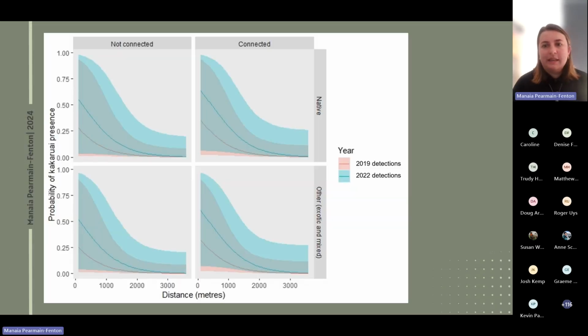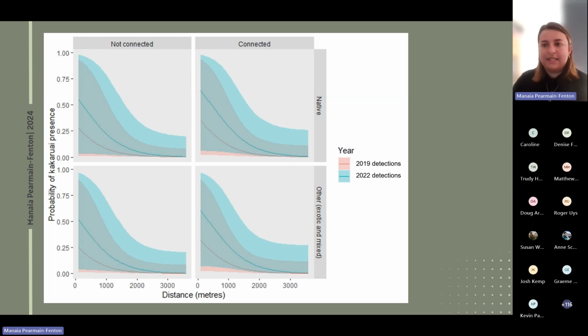So we can see here, modelling showed that the distance from the eco-sanctuary, habitat connectivity, and habitat type were all important in determining kakaruwai presence outside Orokonui. Only 2 survey years were included here, 2019 and 2022. That's just because the 2018 surveys contained far fewer sites.